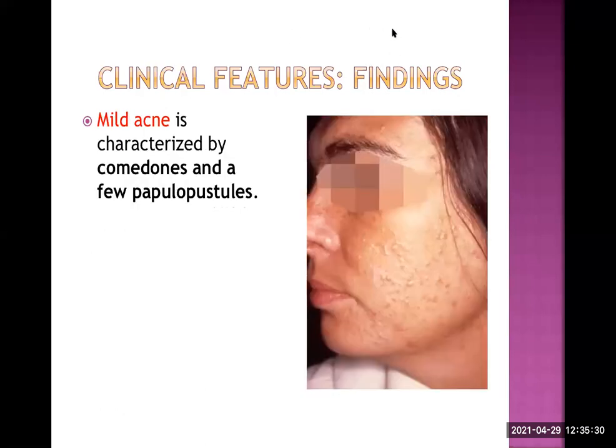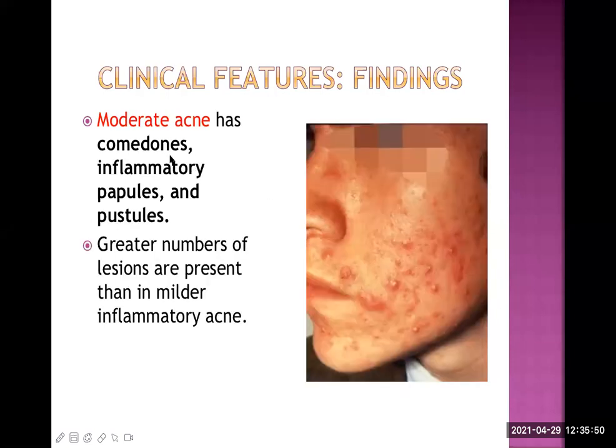Another is a mild type of acne. See there, mild acne is characterized by comedone and a few papulopustules. Comedone are clearly visible here, and then a combination of papules and pustules together. This is a mild type of acne. Now, moderate acne has comedone, inflammatory papules, and pustules together. See this, it is clearly more severe than the previous one, isn't it? Look here, these are the pustules. I can clearly see the pus point there. Others are papules, which do not have a pus point, but are definitely elevated from the surface. And there are comedone as well.